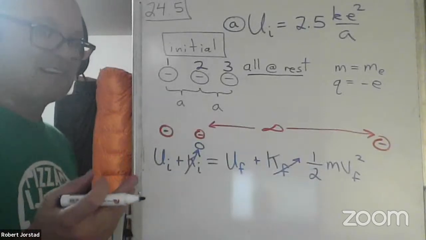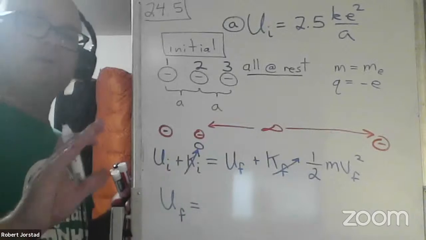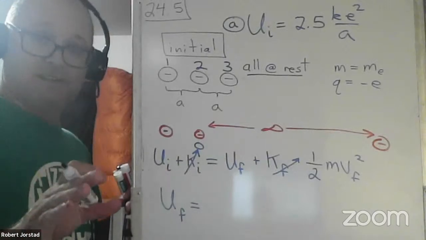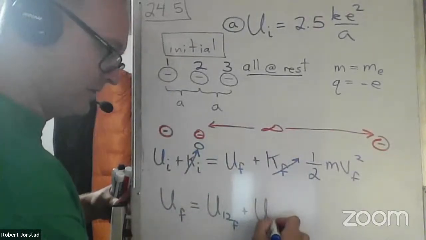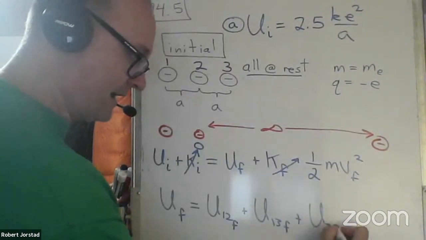Why is that wrong? Because if you plug in U initial and then the kinetic final, you move things around, you find out that UF is not equal to 0. What do we do every time you have three charges and you're trying to figure out the potential? We do U12 final plus U13 final plus U23 final.